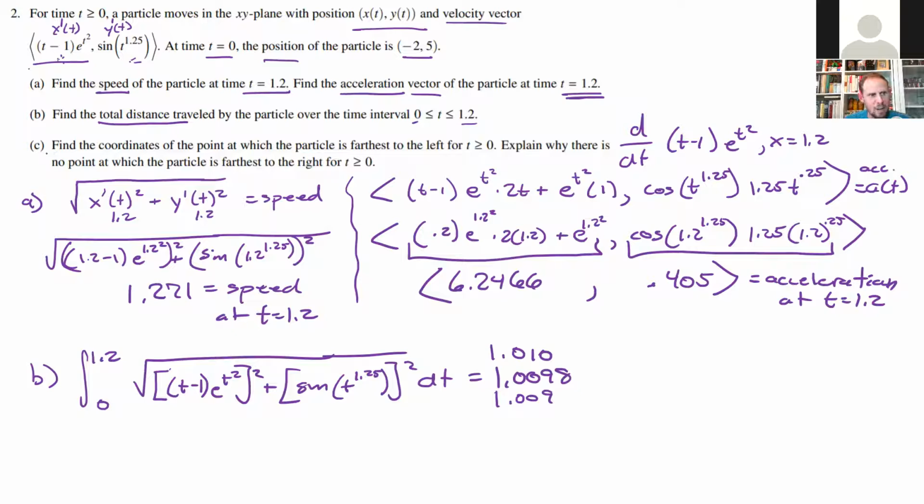Part C, find the coordinate of the point at which the particle is farthest to the left. Explain why there is no point at which the particle is farthest to the right.